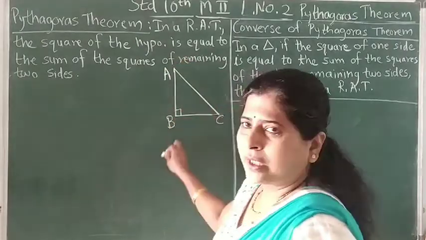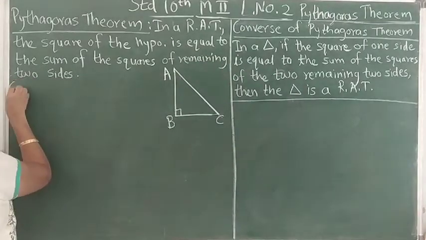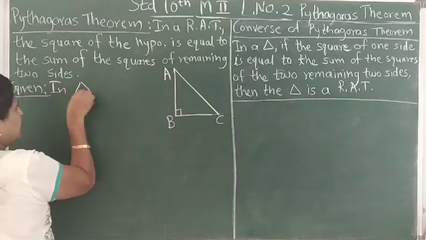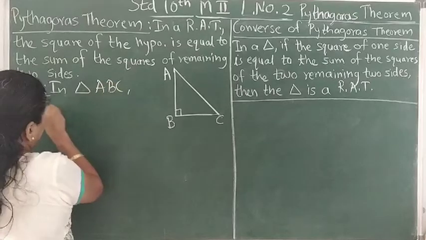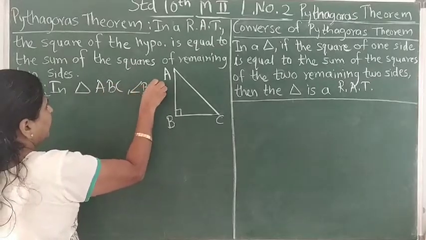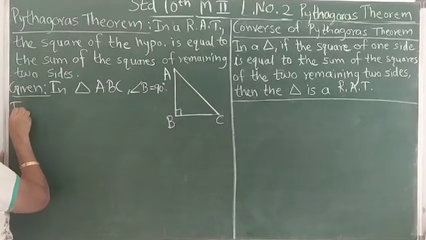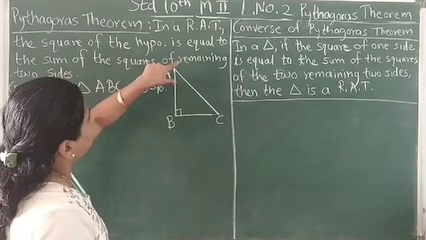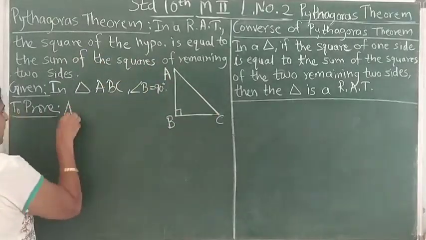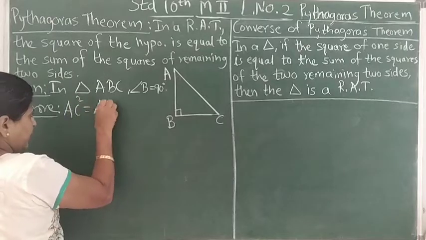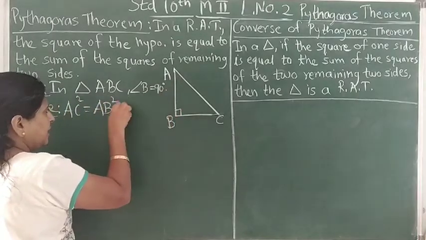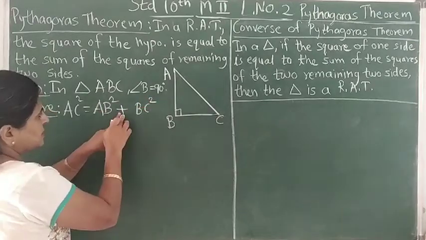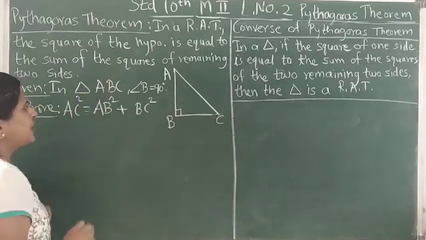Let's write this as given. Given: in triangle ABC, angle B is equal to 90 degrees. Then we have to prove that the square of the hypotenuse, here the hypotenuse is AC, so AC square is equal to AB square plus BC square. The remaining two sides are AB and BC, so we take the sum of their squares. This we have to prove.